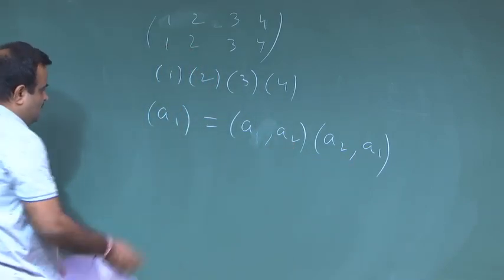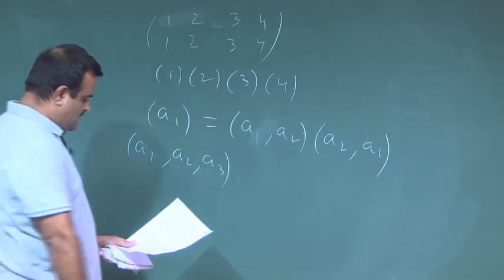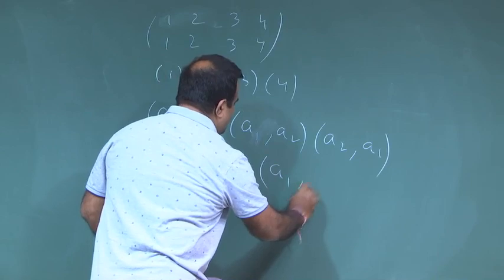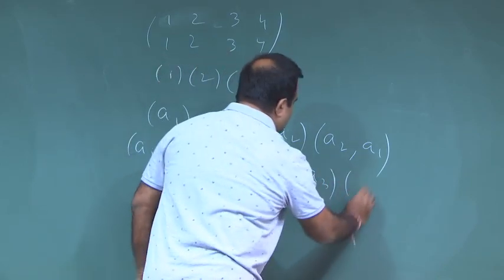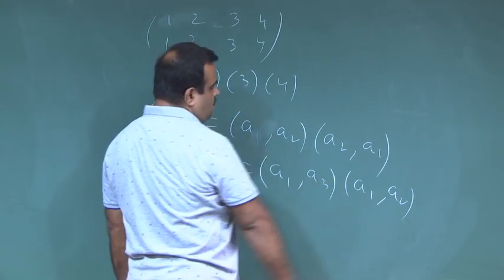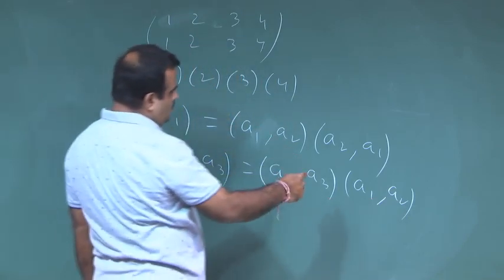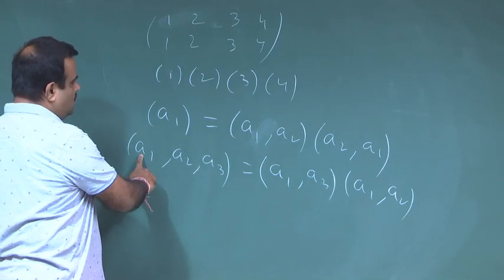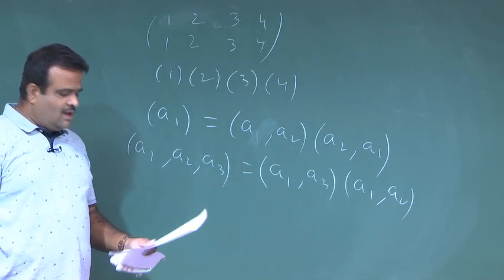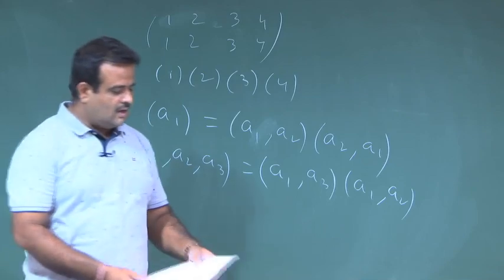Now, if we have a cycle of length 3, A1, A2, A3, how will we write this as a product of length two cycles? This is A1, A3 and then A1, A2. This is the composition mapping. How to read it? A1 is going to A2, then A2 is going to A3. So, this is the way we write. Every cycle of different length can be written as a product of this form.